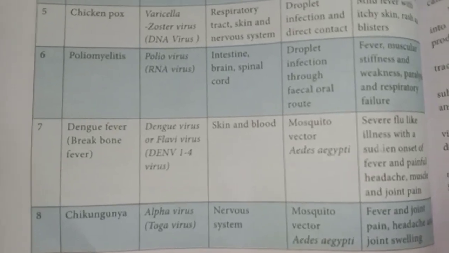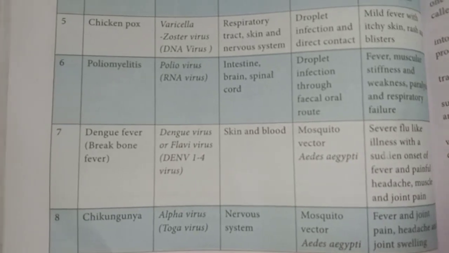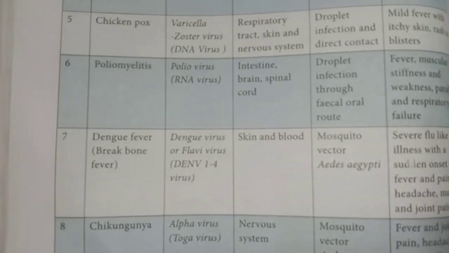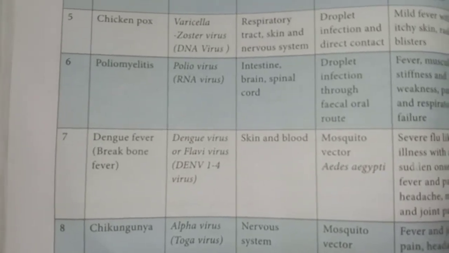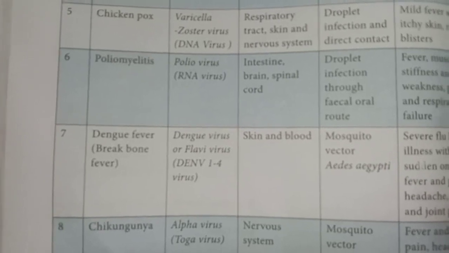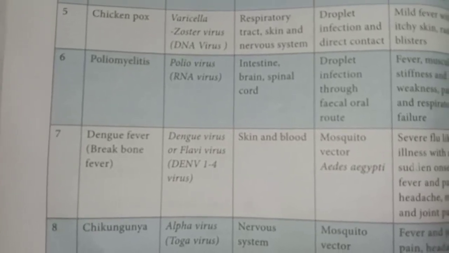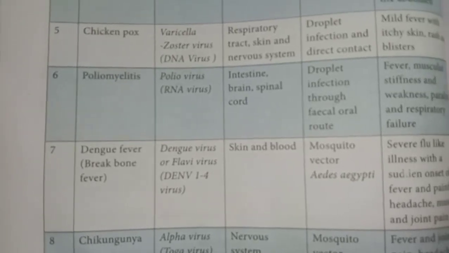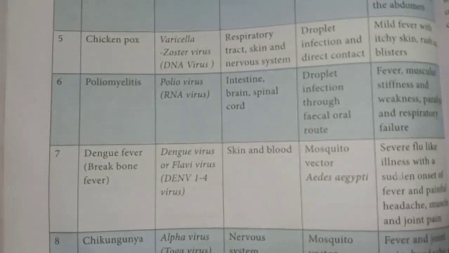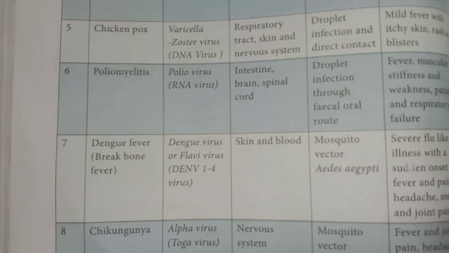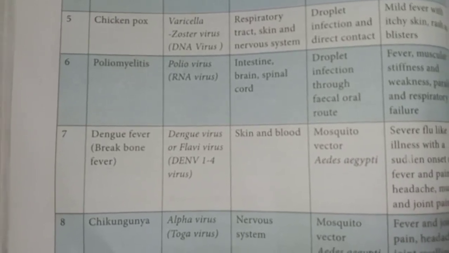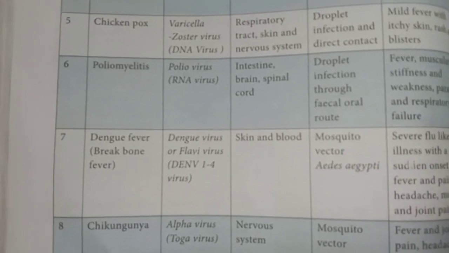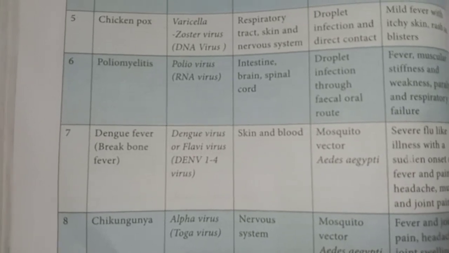Understand, my dear students? So here also all these diseases may be asked as a 5 mark question, and the causative agent and the site of infection are very important 1 mark questions. Then the vector names of dengue fever and chikungunya are also one of the very important 1 mark questions.